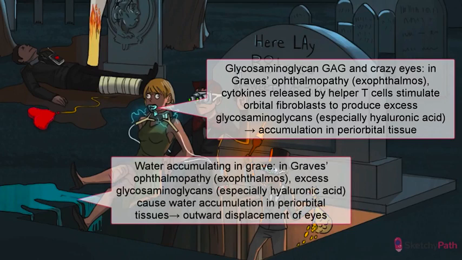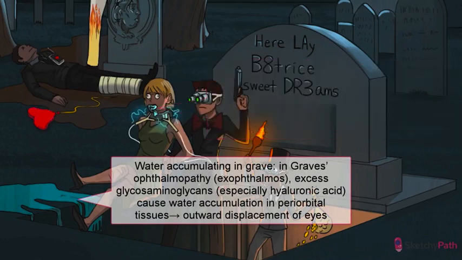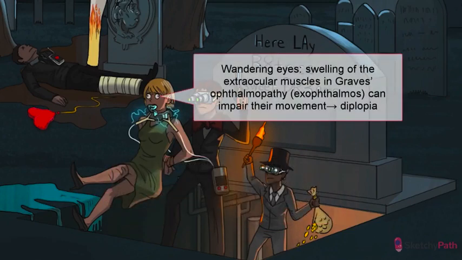These glycosaminoglycans, mostly made up of hyaluronic acid, are extracellular glycoproteins that love grabbing onto water. They pull water into the orbital space, which causes swelling of the extraocular muscles and retroorbital tissues, displacing the eye forward like it's going to pop out. Swelling of the extraocular muscles can even impair their movement, causing visual changes such as diplopia, or double vision.